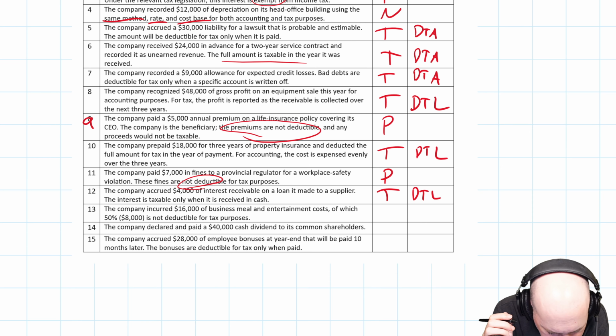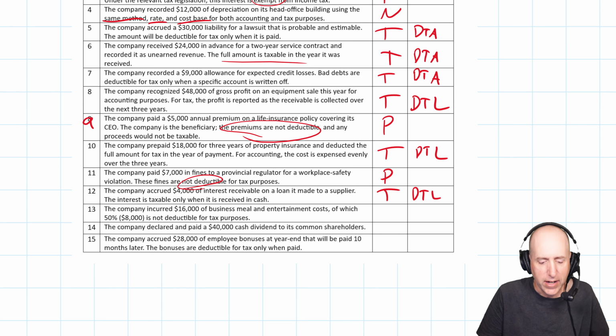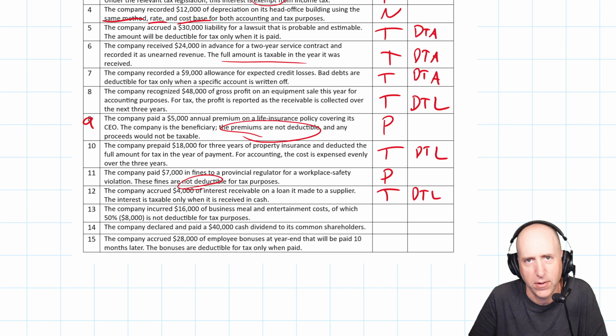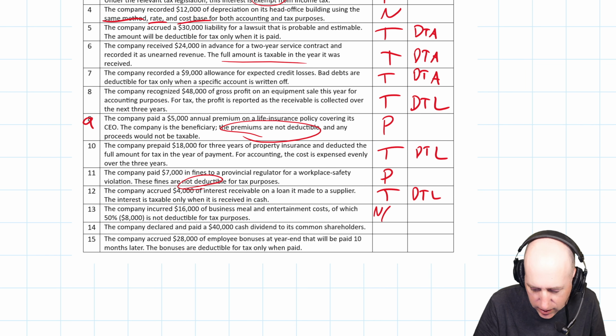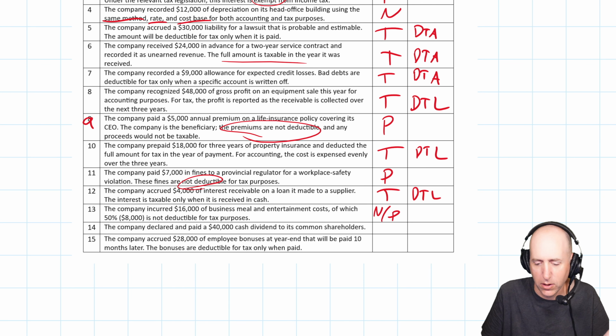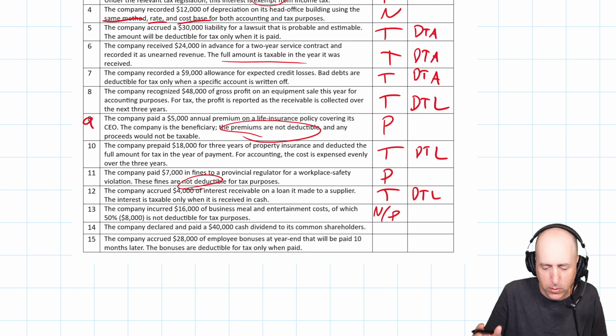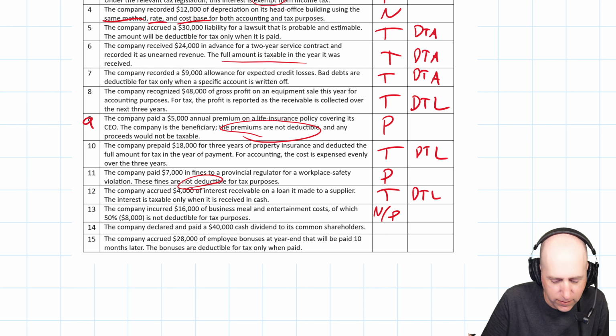The company incurred $16,000 of business meal and entertainment costs, of which half, $8,000, is not deductible. Okay, so the half that is deductible, it's not different, right? It's treated the same for tax and accounting. It's an expense on both sides. The half that's not deductible is just a permanent difference. So it's not temporary. It does not create a deferred tax asset or liability. $8,000 is permanently different between the two.